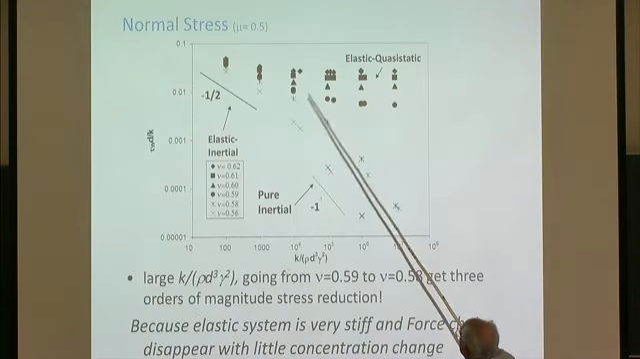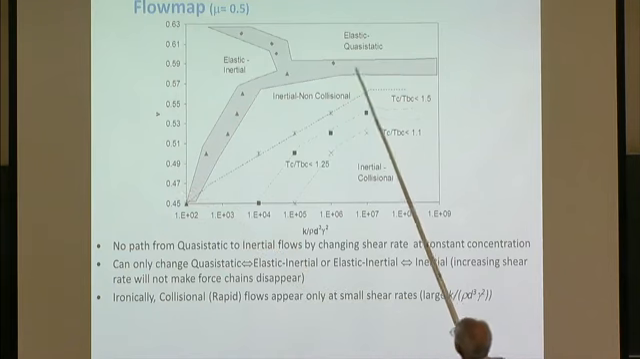You can see that all of them show the 1/2 behavior of elastic inertial at very small values of this parameter, which is very large shear rates. And then some roll off and become elastic quasi-static, and some become inertial. And that leaves you with a flow map, which looks like this. This is solid concentration versus the elastic parameter.